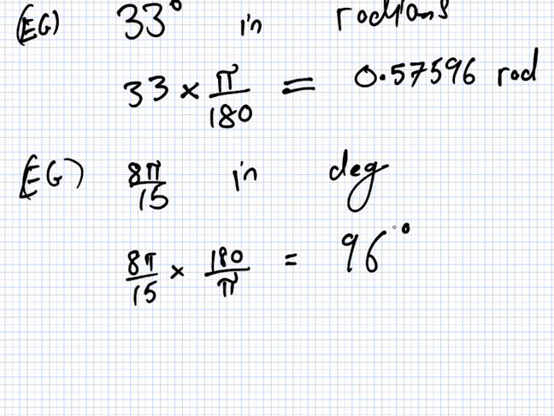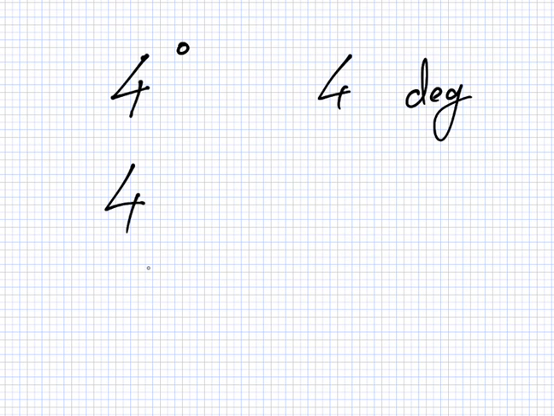Yeah? Okay. Please note, if I write this, that's 4 degrees. And if I write this without the degree symbol, that's 4 radians. It's a common mistake in the exam, so please be careful. This is degrees, and when the symbol is absent it is radians.